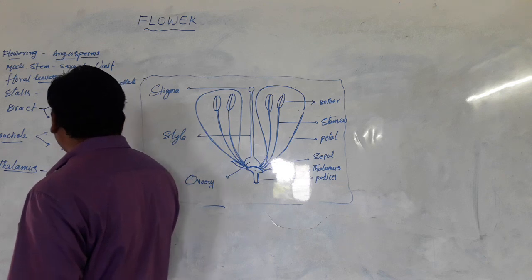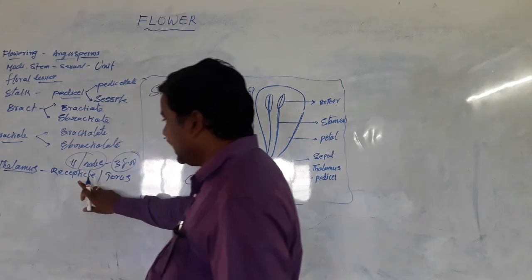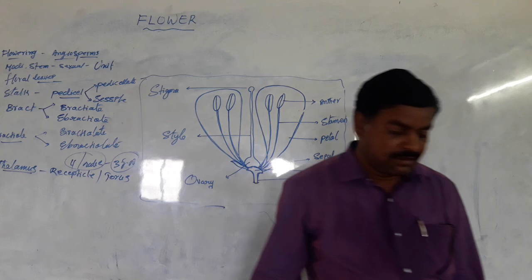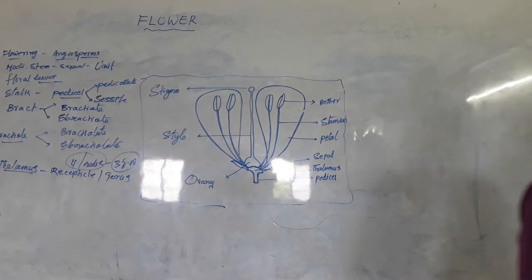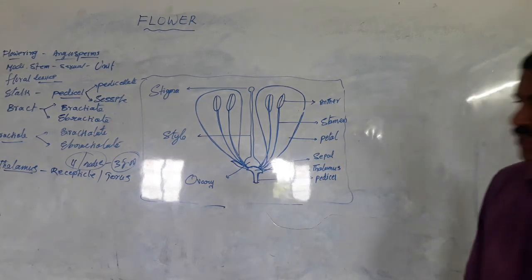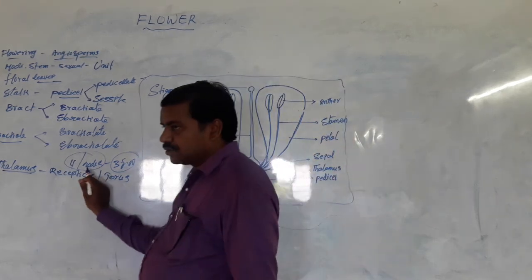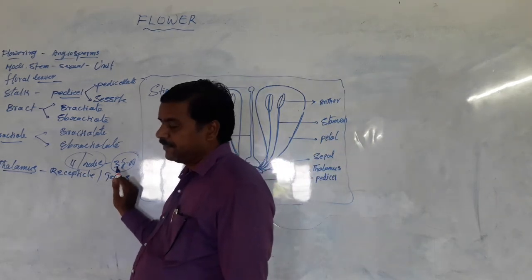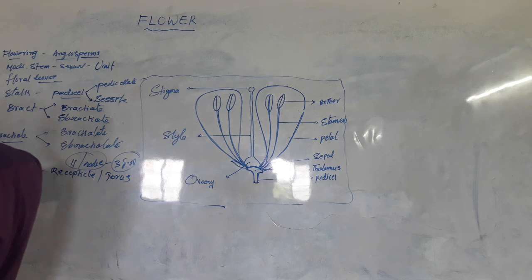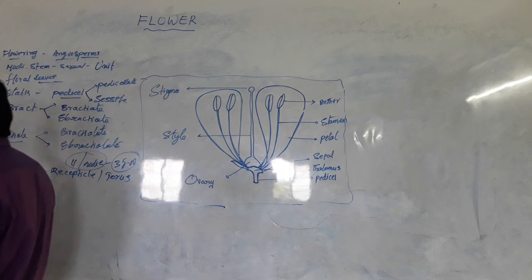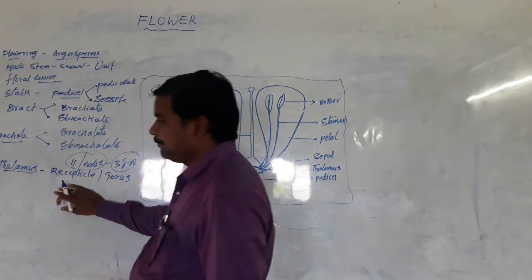There are total 4 nodes and 3 internodes in the receptacle. Because the flower is a modified stem, and in a stem there are nodes and internodes. For example, in an elongated stem there is one node, second node, third, fourth node. There are total 4 nodes. How many internodes are there? 1, 2, 3. In this case, this is a condensed pedicel.